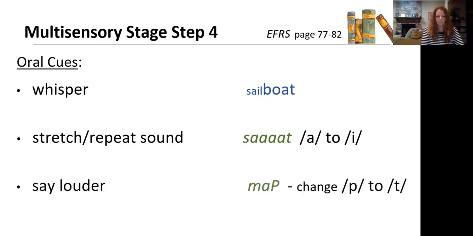And then, similar to the whisper but sort of the opposite, say the part louder that you want them to really focus on. You can do that as well. If we want the student to substitute a final sound, we might really emphasize that final sound, say it louder. So if I'm saying, say map, change p to t, I'm emphasizing the p because as I say it a little bit louder, it draws the student's attention to that part of the word. So that can be helpful as well.